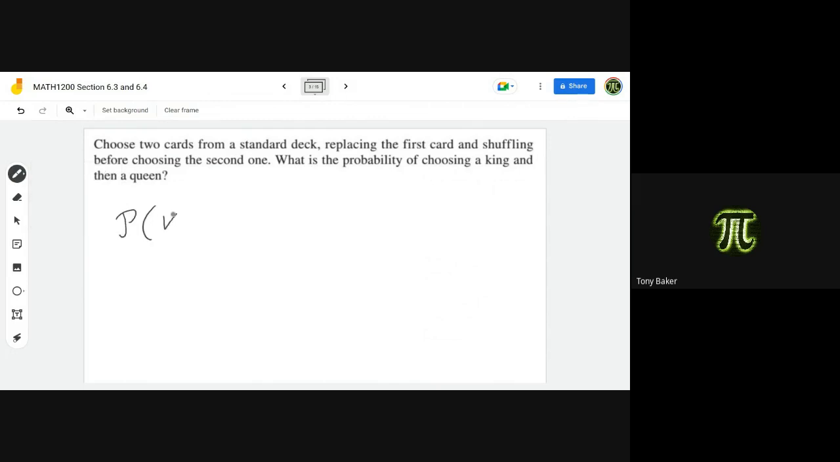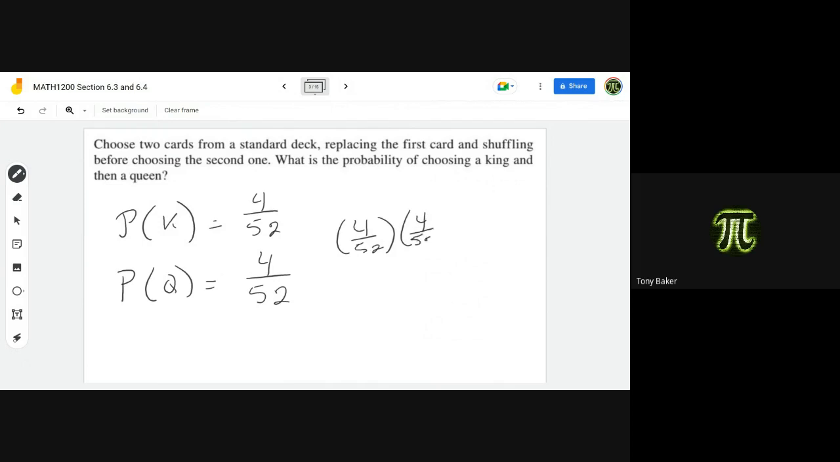That'd be 13 and 15. Nope, that's the suit. How many queens are there in the deck? There's 4. Oh, sorry, I did king first, but that's okay. So there's 4 out of 52 for my queen. How many kings? Same thing, 4 out of 52. So I would multiply 4 out of 52 times 4 out of 52, which, yes, is 1 over 13 if you wanted to reduce it beforehand.